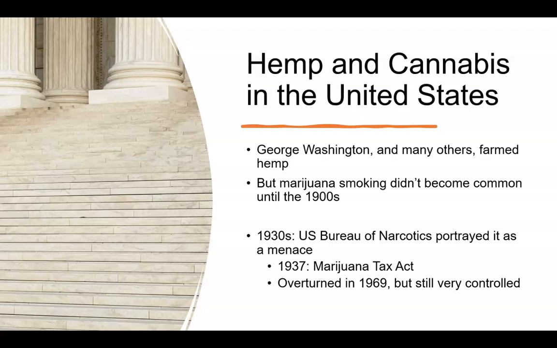This was certainly the case in the 1930s. The U.S. Bureau of Narcotics ultimately portrayed this as a horrifying menace, which we'll talk about a little bit. In particular, the passage of 1937's Marijuana Tax Act. This was ultimately overturned in 1969, but as we have seen in the past 60 years, it is still tightly controlled. So I want to talk a little bit about Henry Anslinger, who is part of the reason that marijuana was framed as the menace that it was.